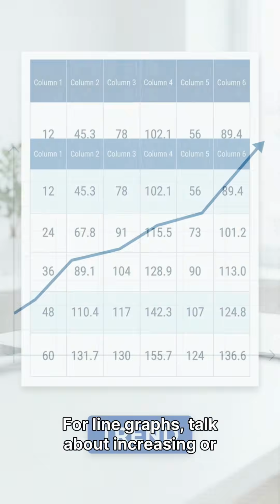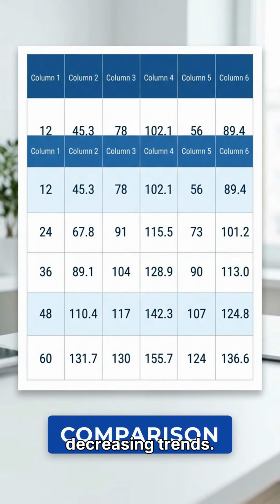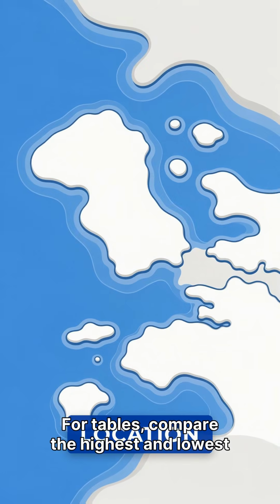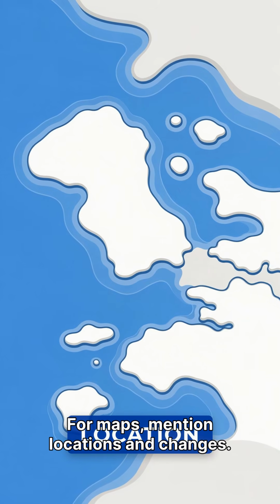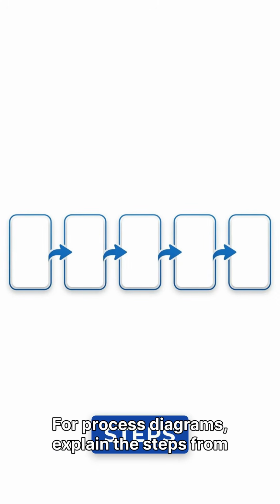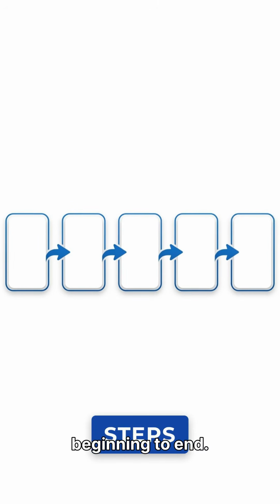For line graphs, talk about increasing or decreasing trends. For tables, compare the highest and lowest values. For maps, mention locations and changes. For process diagrams, explain the steps from beginning to end.